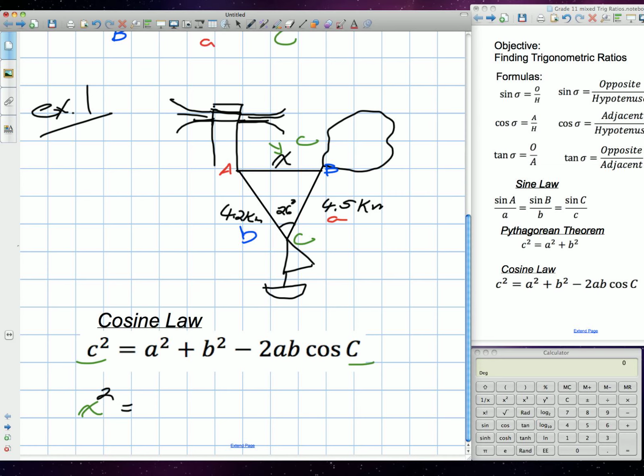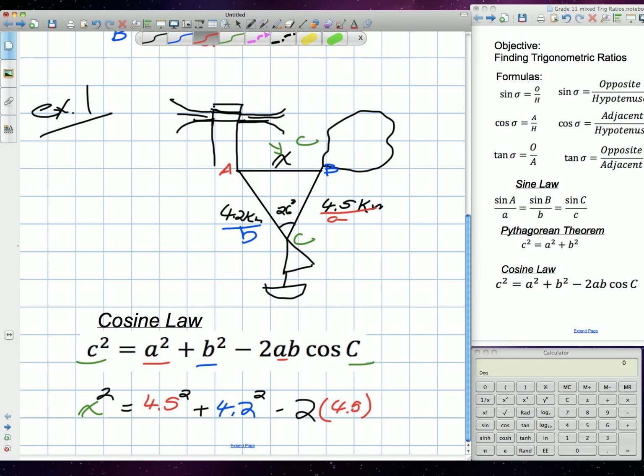4.5. So 4.5 squared plus what is side B? Good. Side B is 4.2. That's going to be squared also. Minus 2 side A is 4.5, so multiplied by 4.5. Side B is 4.2, multiplied by 4.2. And finally, cos, and what was angle C? 26. Good. So we had 26. So we've left all our variables here.